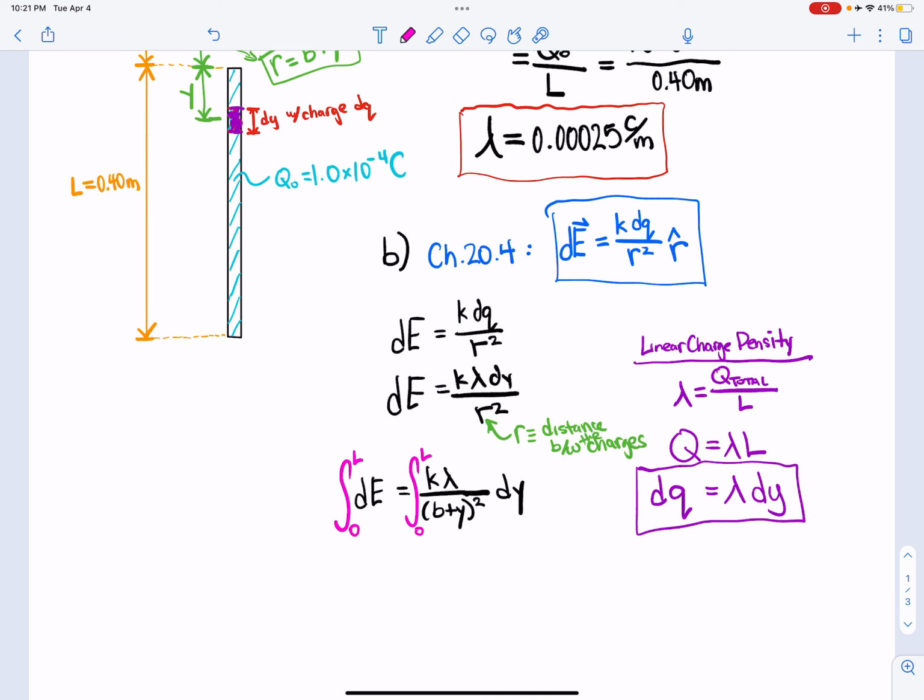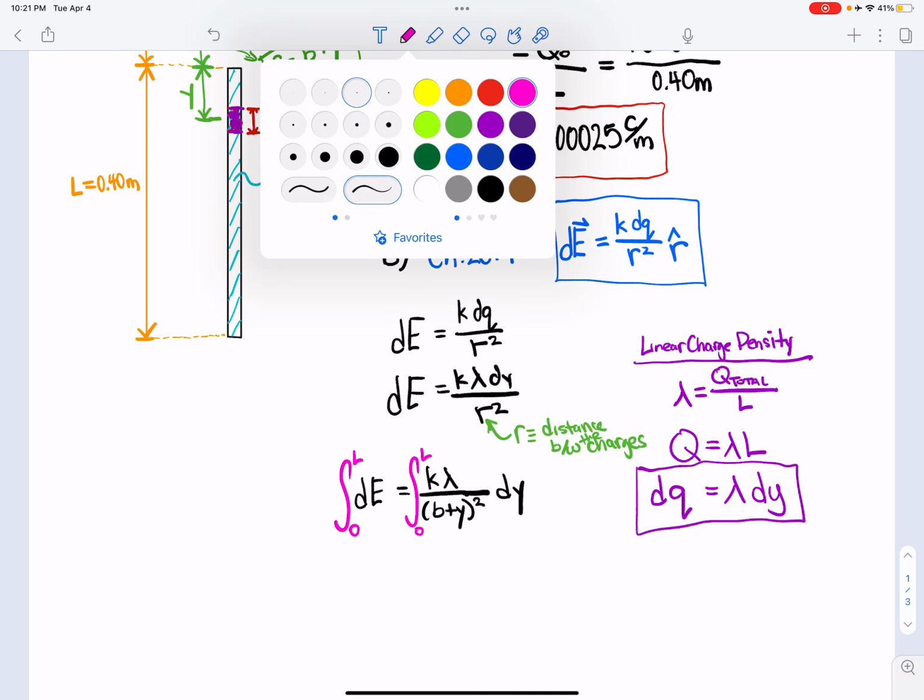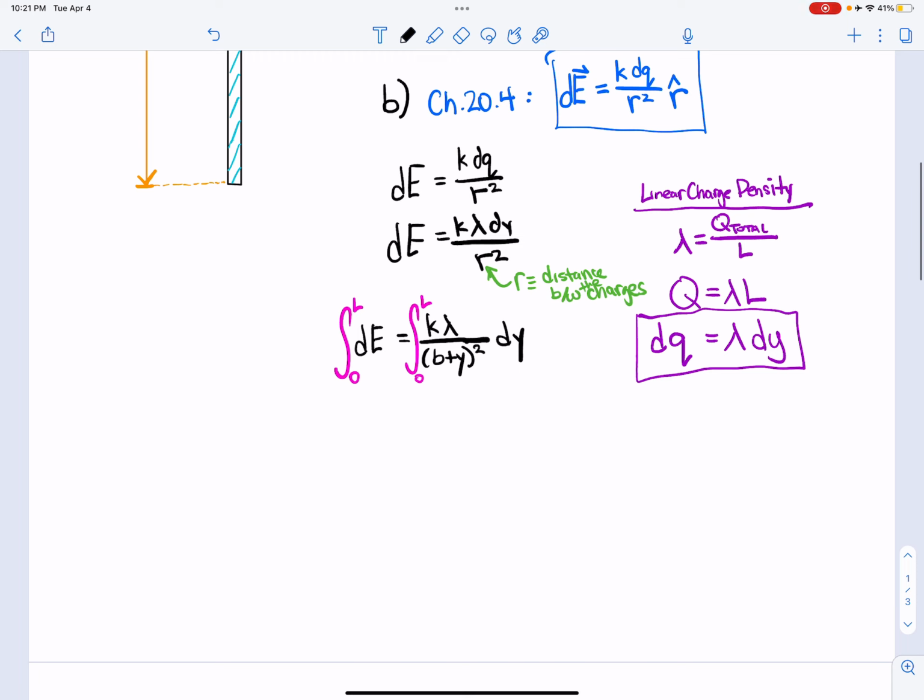I'm going to get the integral of dE, which is just the total electric field E. And these are constants, right? K, that's a constant. Lambda, that's a constant because my charge density doesn't change. So I'm going to take that out, k lambda, and then that will be the integral of 1 over b plus y squared dy.